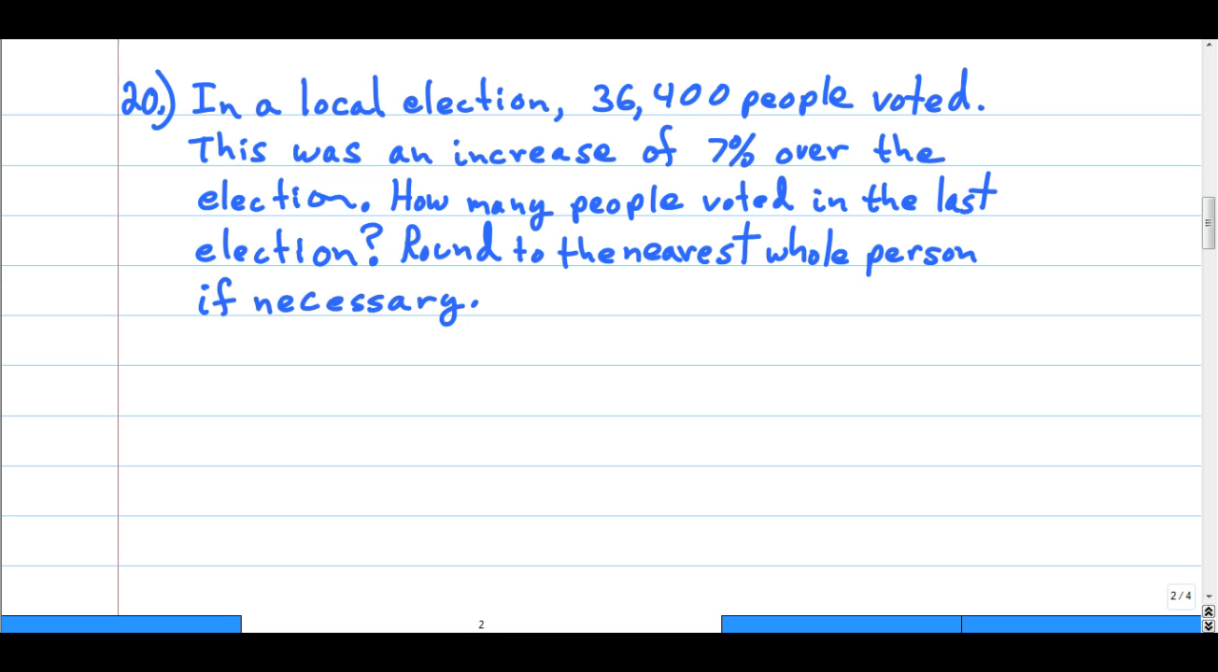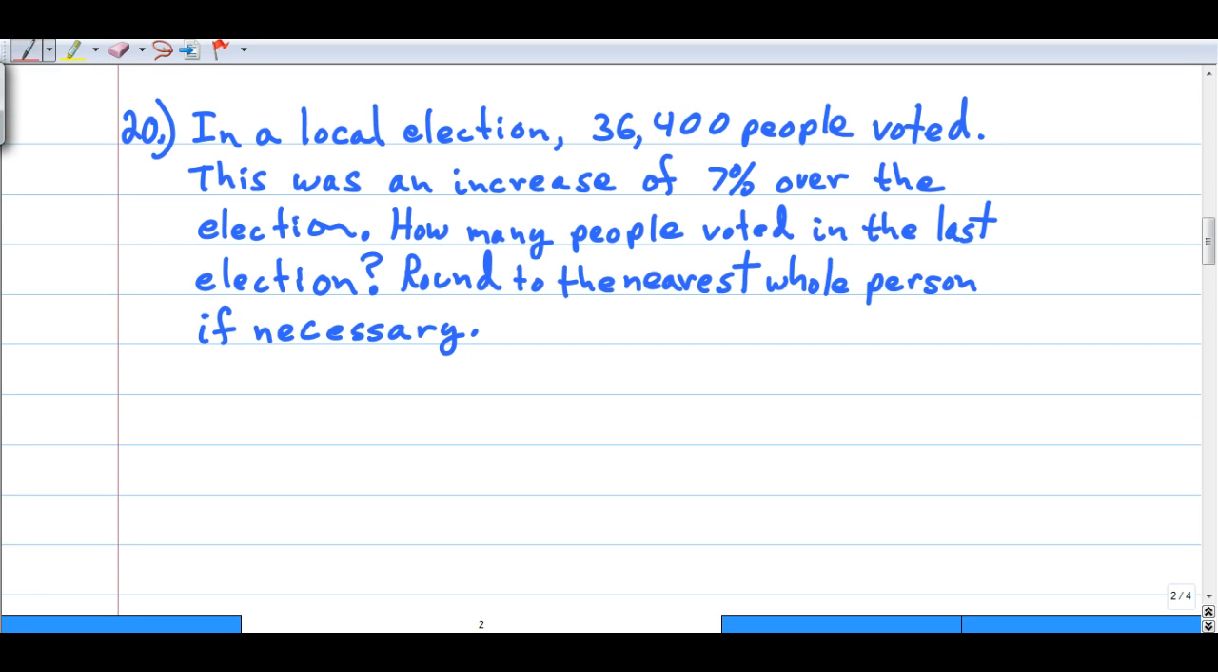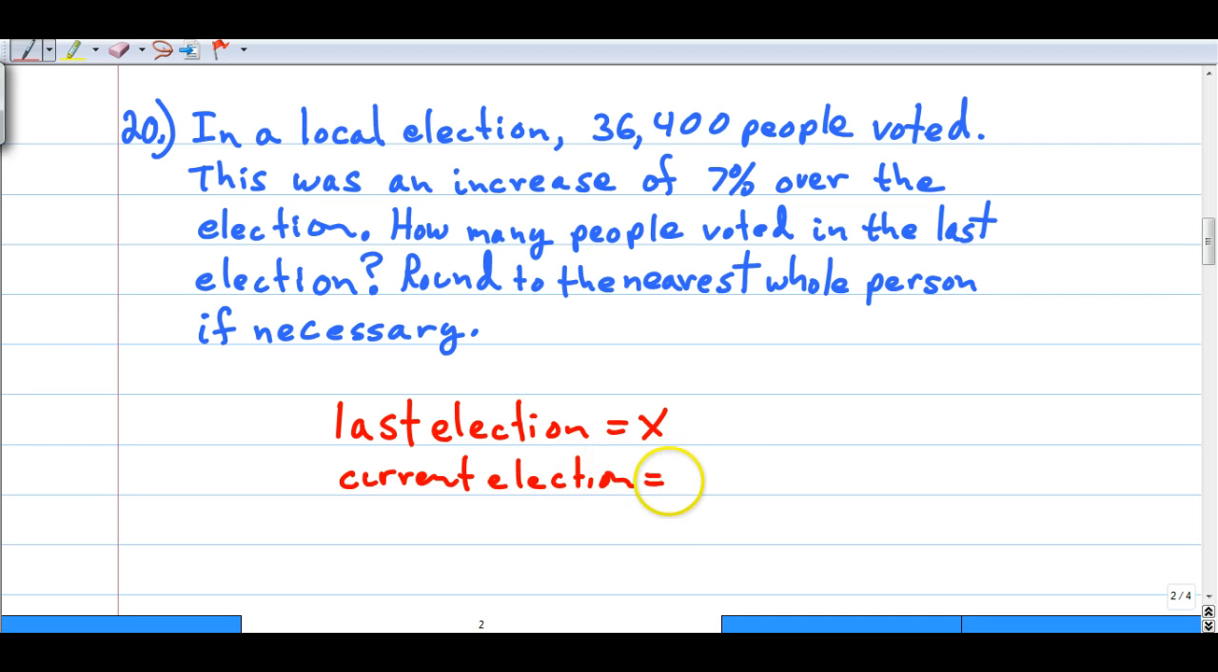So when we look at this problem, let's start by giving each election a variable. Let's say that the last election equals X. And let's say that the current election equals Y.